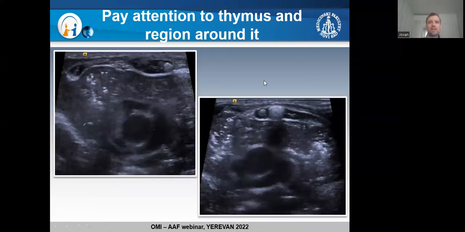You should also pay attention to the thymus and the region around it. So this is a normal thymus. Look at it, look at it. There is a consolidation just next to the thymus, and there's some air bronchogram in there. And then again, you can see a pneumonia on both sides of the thymus. Very rarely seen, but this was the case in this patient. So 2 pneumonias next to the thymus, bilateral pneumonia.